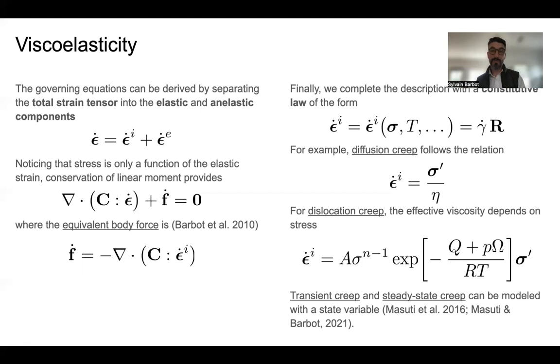The plastic strain rate itself is prescribed by constitutive laws that depend on stress, temperature, state variables, and can take the simple form of simply the deviatoric stress divided by a viscosity for diffusion creep, or a more complex expression involving a power law of stress and a temperature activation in the case of dislocation creep, for example. Other viscoelastic phenomena of importance, such as transient creep, can be modeled by incorporating a state variable into these formulations.